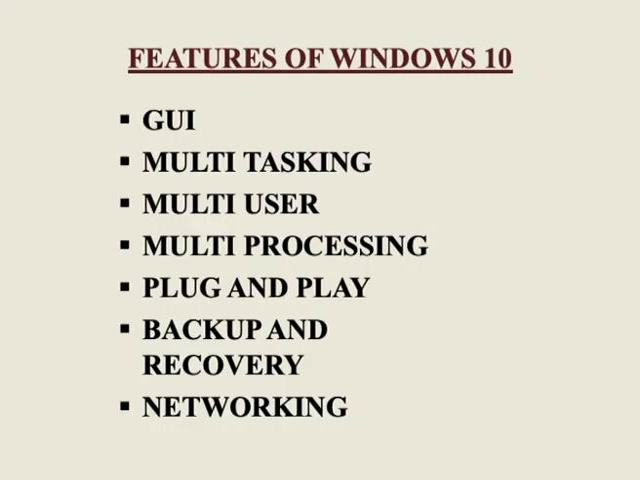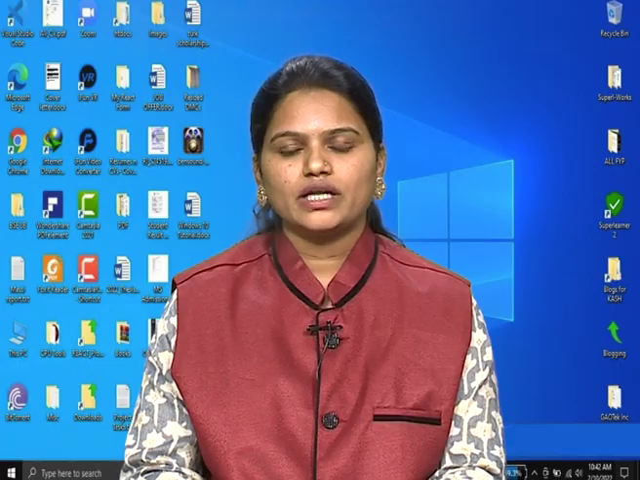Next, multi-user. Multi-user is where more than one person can access the system simultaneously. Next, multiprocessing. Multiprocessing is where multiple processors are installed in our system, so many computer users can access it with the centralized processor. Multiple CPUs have been installed in it.